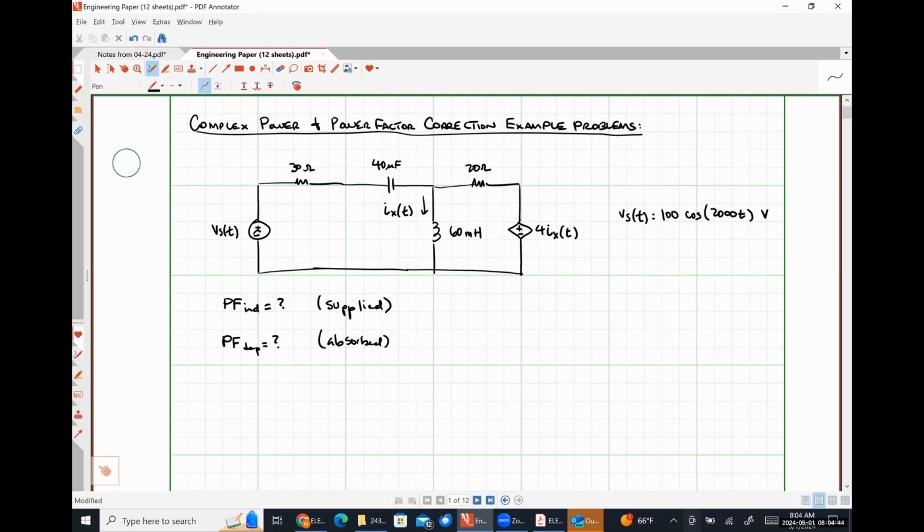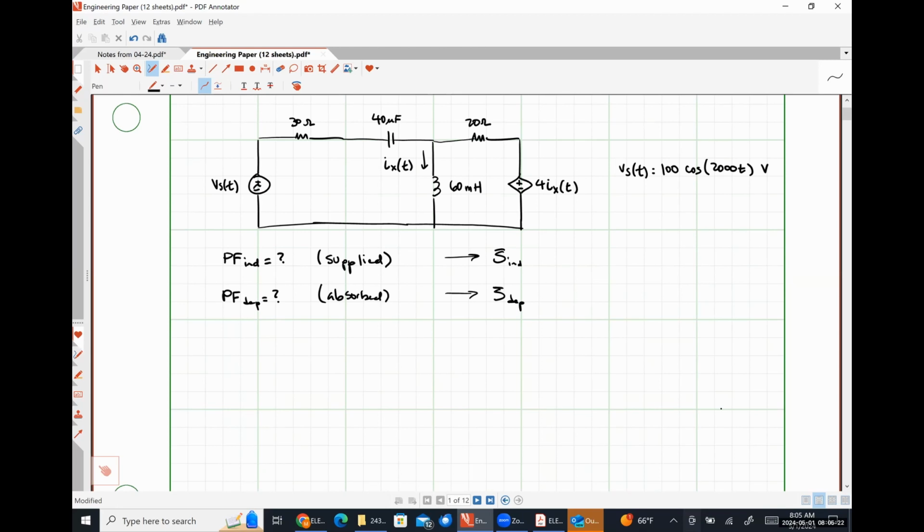So how we are going to determine those two power factors is by first determining the complex power supplied by our voltage source. So let's call that S independent, as well as the complex power absorbed by our dependent source, S dependent. And in order to calculate those two complex powers, we need to be analyzing this circuit in the RMS phasor domain. Okay. So we're going to convert our circuit out of the time domain into the RMS phasor domain.